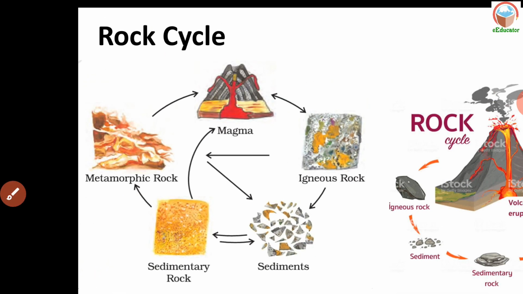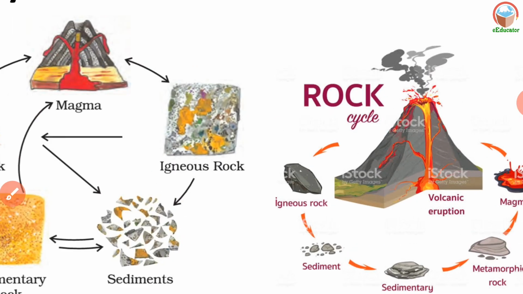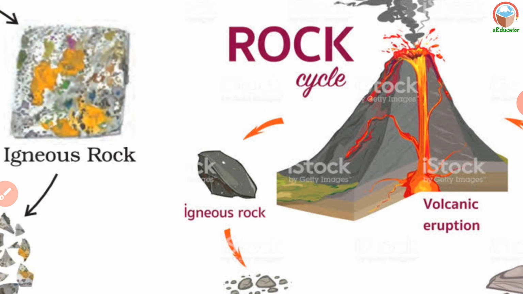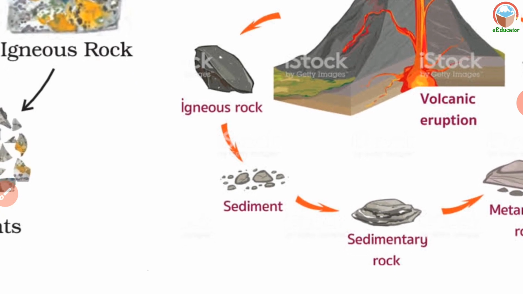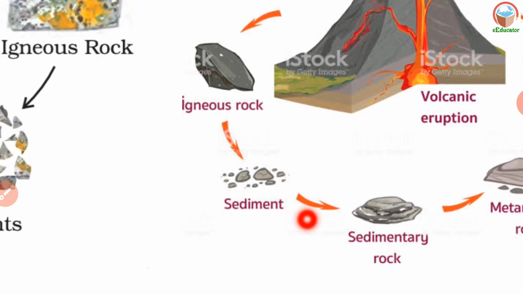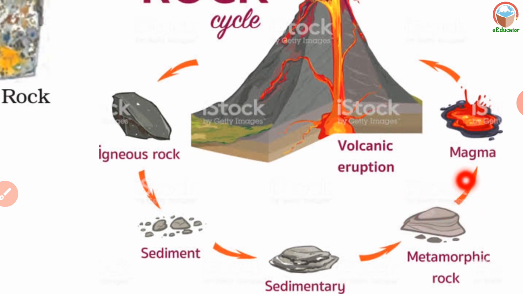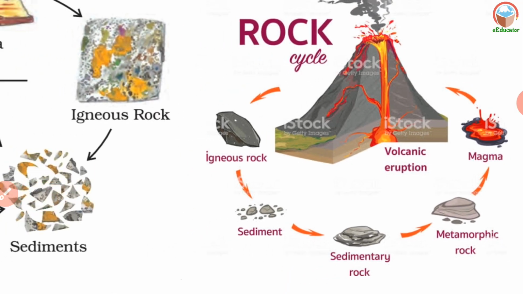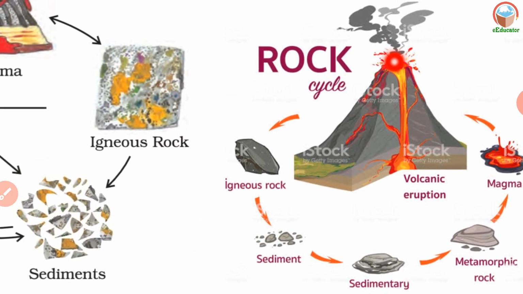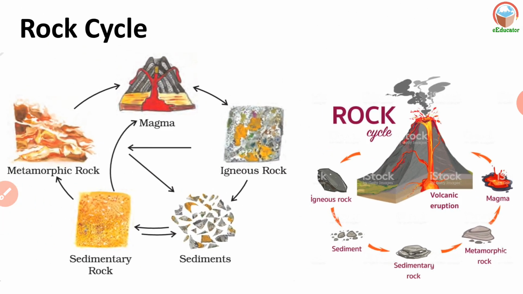You can also see another diagram here. Look here: the igneous rock breaks into sediments, different particles, and those particles join together and combine to become a sedimentary rock, and after that metamorphic. Again that metamorphic rock becomes magma, which comes onto the earth's surface again. So it is a rock cycle that continues: magma and igneous, sedimentary and metamorphic, sediments, particles of rocks, and transformation. Okay, understood everyone? Rock cycle.